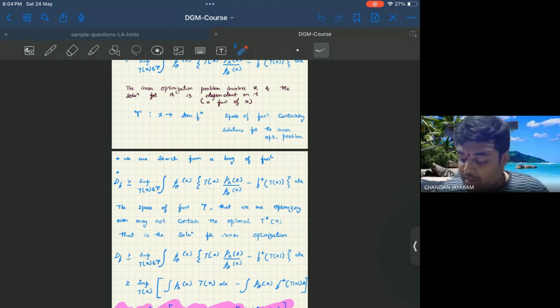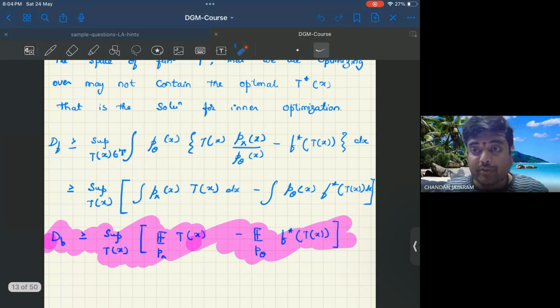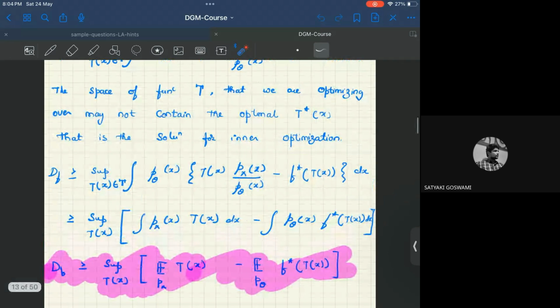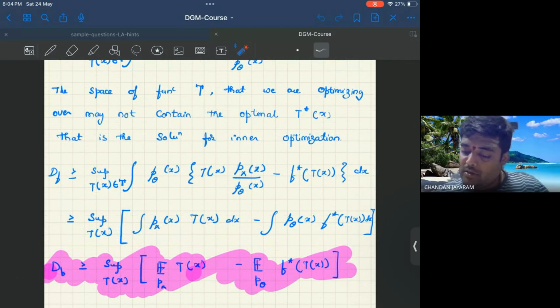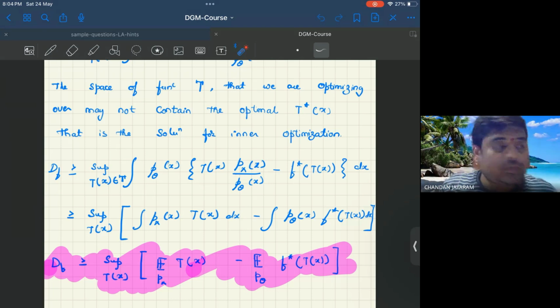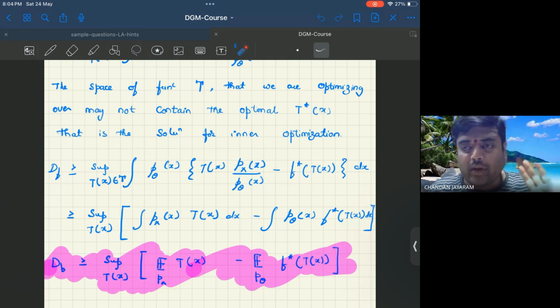Similar to that, this is what you are looking into. Is this the function that you are speaking of? Yes, sir, this one. So here, the space of functions t that we are optimizing may not contain the optimal t star. Now, when is this possible? It is possible when the constraints that we have put in may not be fully satisfied. In that case, you will not be able to find it. Does that intuitively answer your question?